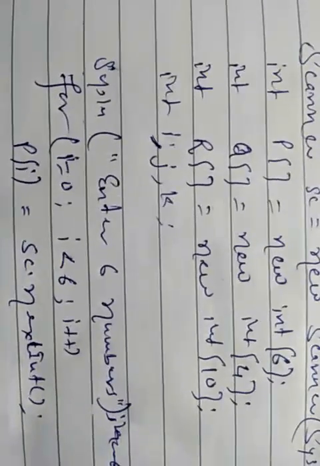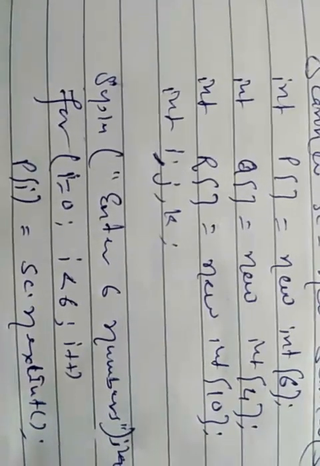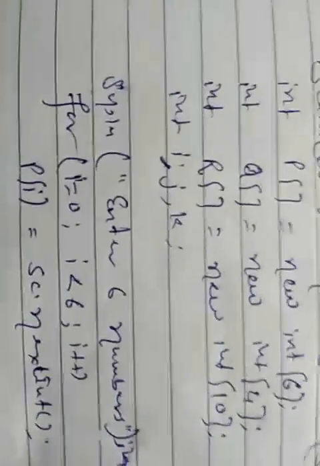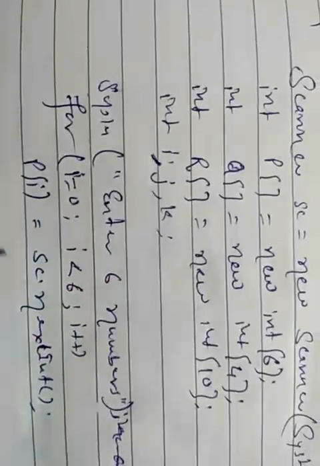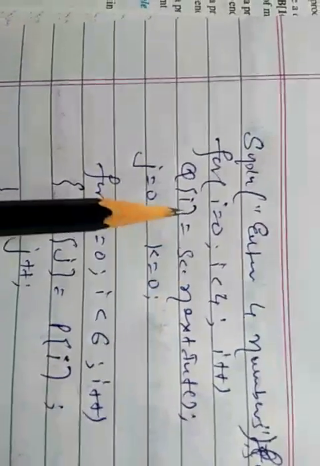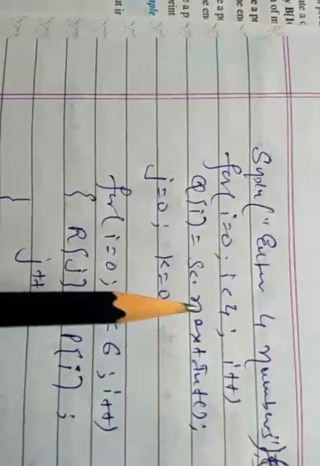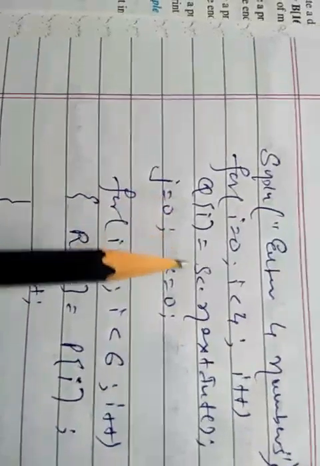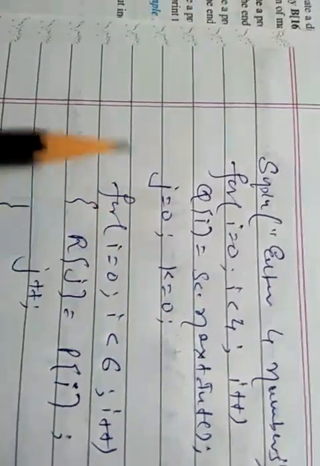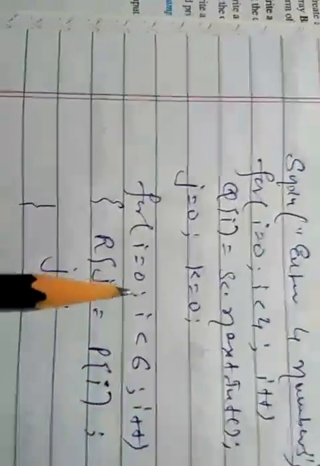So this is the first array input, so enter 6 numbers. The loop is i equals 0, i is less than 6, i plus plus, and P of i is equal to sc.nextInt. Here we are inputting the second array, so enter the 4 numbers for the Q array. The loop starts from 0, less than 4, i plus plus, and Q of i equals sc.nextInt.